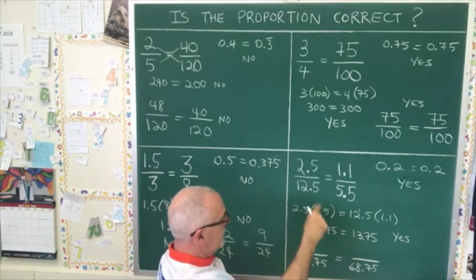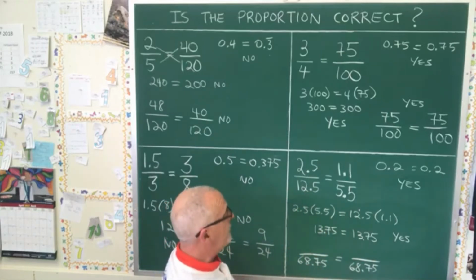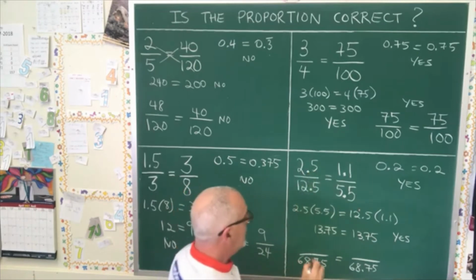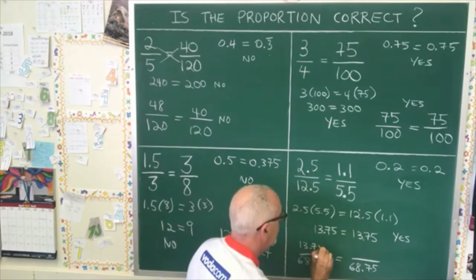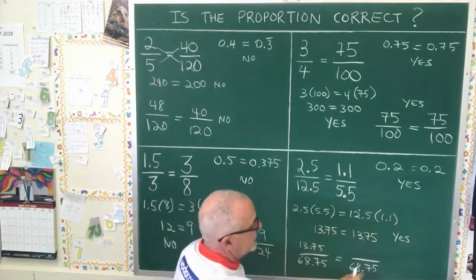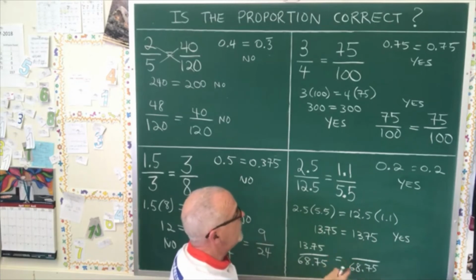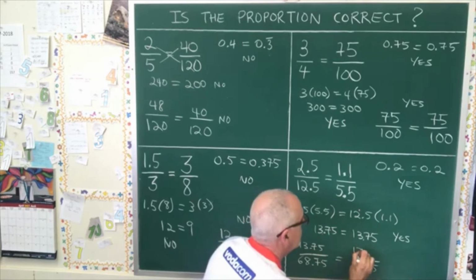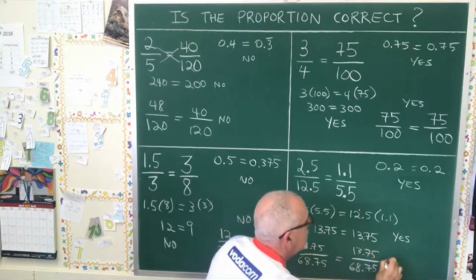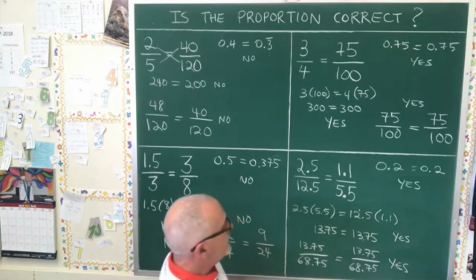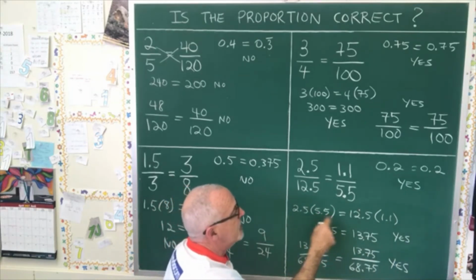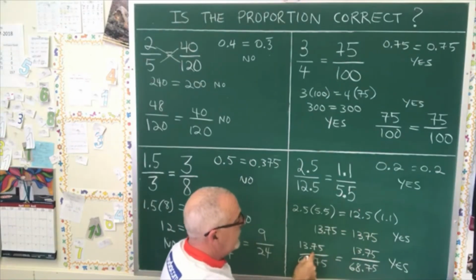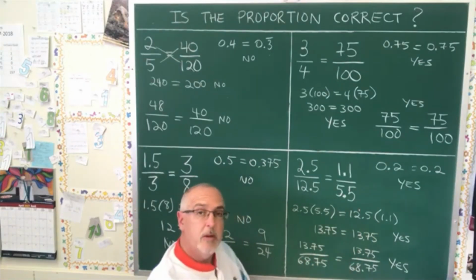To get 12.5 to turn into 68.75, I multiplied it by 5.5, so my 2.5 has to be multiplied by 5.5, and I get 13.75. To get 5.5 to turn into 68.75, I multiplied it by 12.5, so my 1.1 has to be multiplied by 12.5, and I get 13.75. So yes, notice how the values that I get when I do the cross multiplication here end up being the same values that I have to do in the numerators when I do the common denominator method.